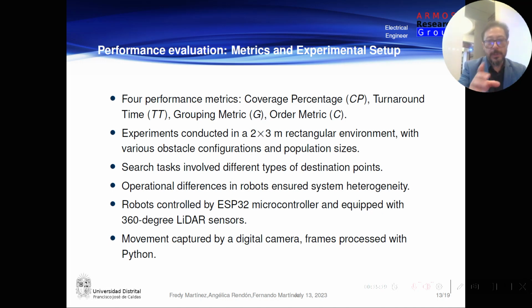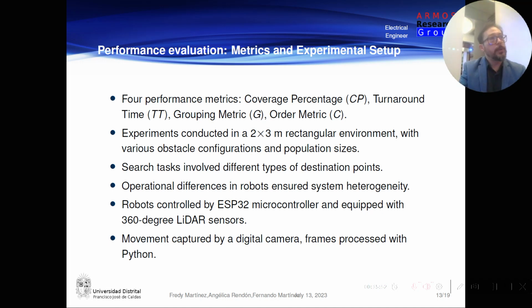Most of the experiments are conducted in the same environment, which is fixed. In this case, we don't change the environment. We always use search tasks, but with different objectives. All the robots are almost the same, but they don't have the same performance, so there are differences between them. And all the movement in the environment is recorded by a digital camera.